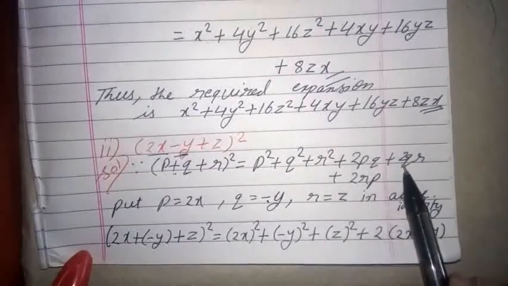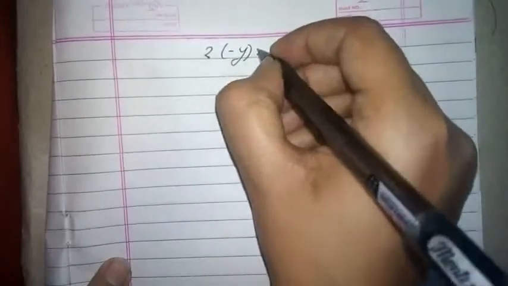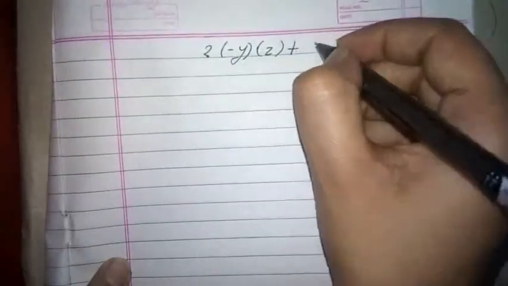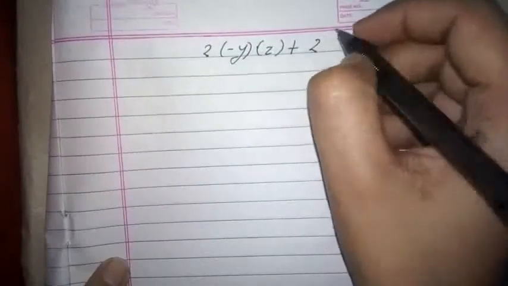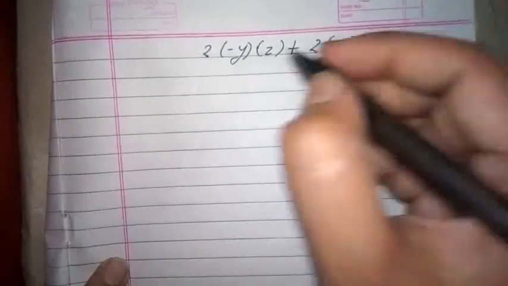There we'll put the value of 2qr and 2rp. Okay, there is the 2qr, so 2 and value of q is minus y and value of r is z plus 2rp, value of r is z and value of p is 2x. Now we have to solve.